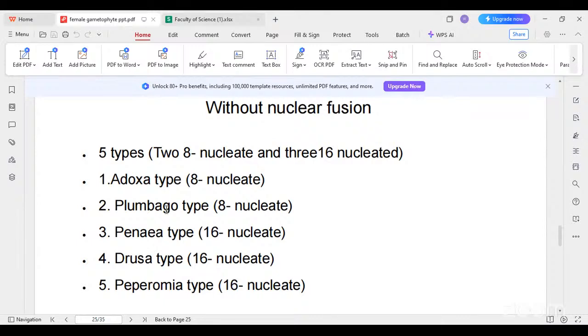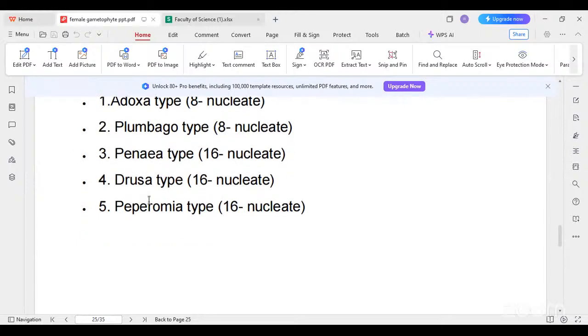In this one, again, without nuclear fusion can be divided into five types. Among the five, two stages are the 8-nucleated stage. The remaining three are the 16-nucleated. Adoxa type 8-nucleate, Plumbago type 8-nucleate, Penaea type 16-nucleate, Drusa type 16-nucleate, Peperomia type 16-nucleated. This is the without nuclear fusion.